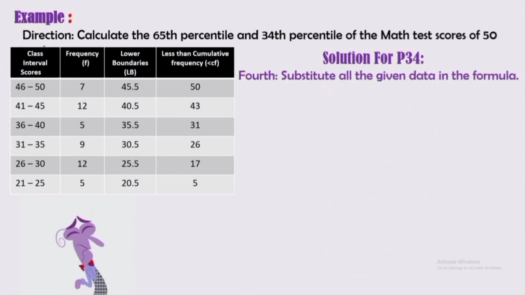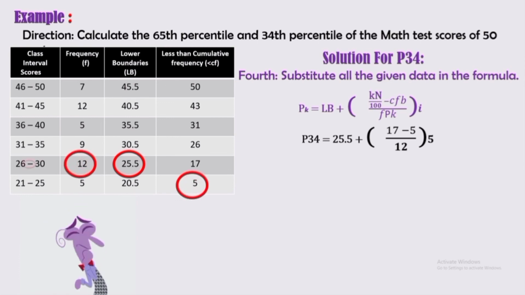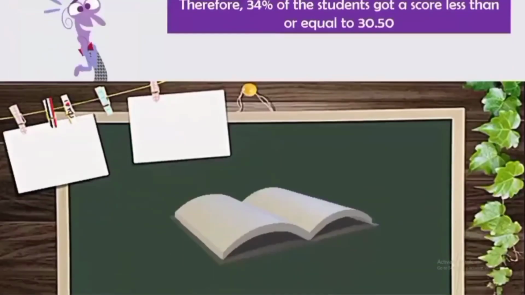For the fourth step, substitute all the given data in the formula. Now here is the formula. Substitute all the given data. 25.5 added by the difference of 17 and 5 divided by 12 multiply by 5. Then simplify. That is 30.5. Therefore, 34% of the students got a score less than or equal to 30.50.